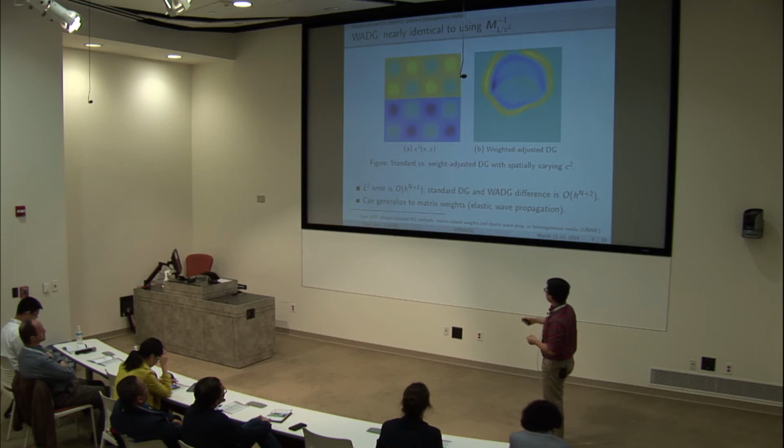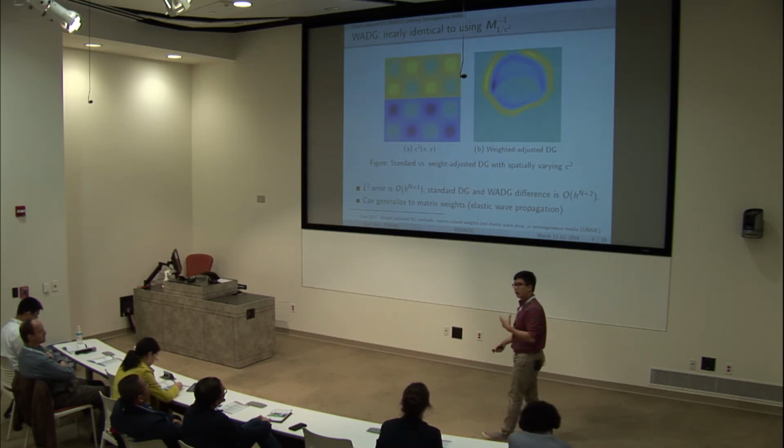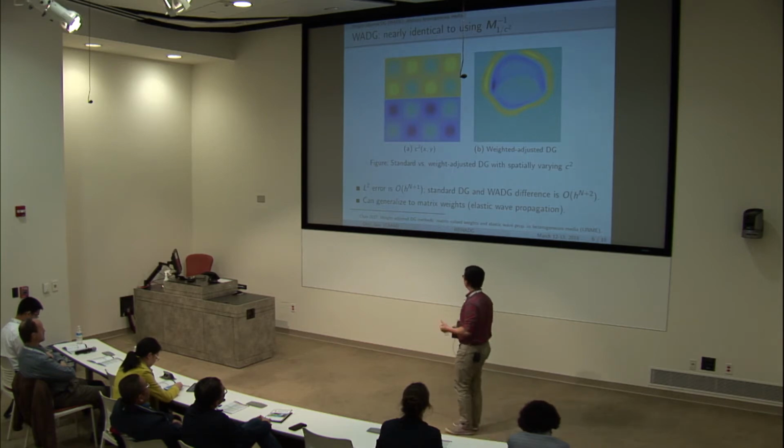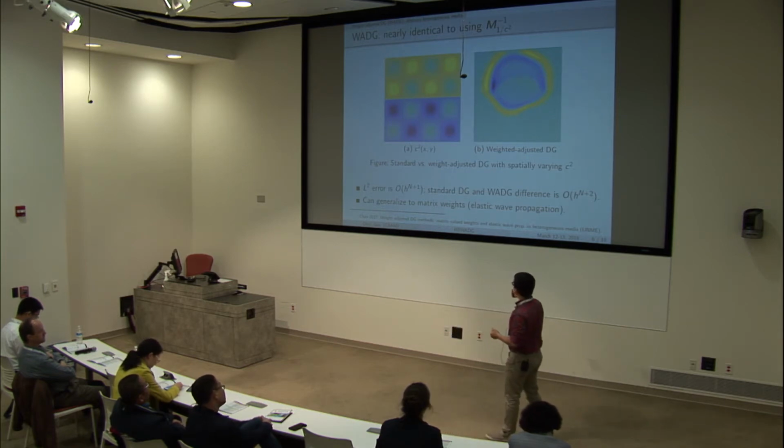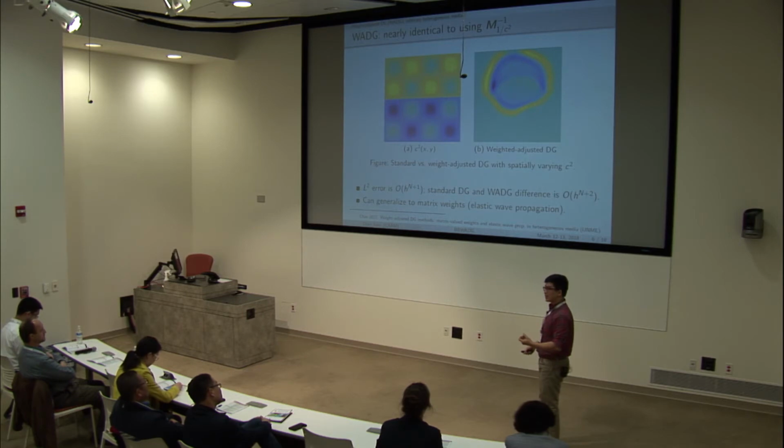The L2 error that you get is essentially order h to the n plus 1. h is the mesh size, n is the order of approximation of your method. We can show the difference between standard DG and the weight-adjusted DG method actually converges at 1 order higher.